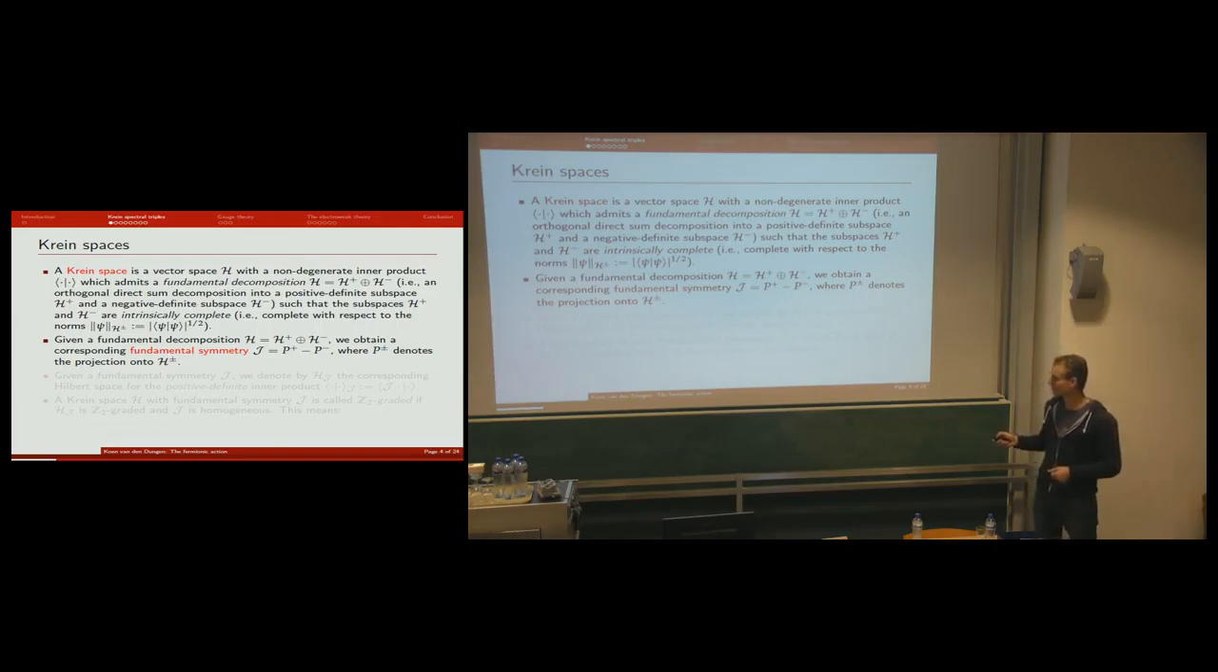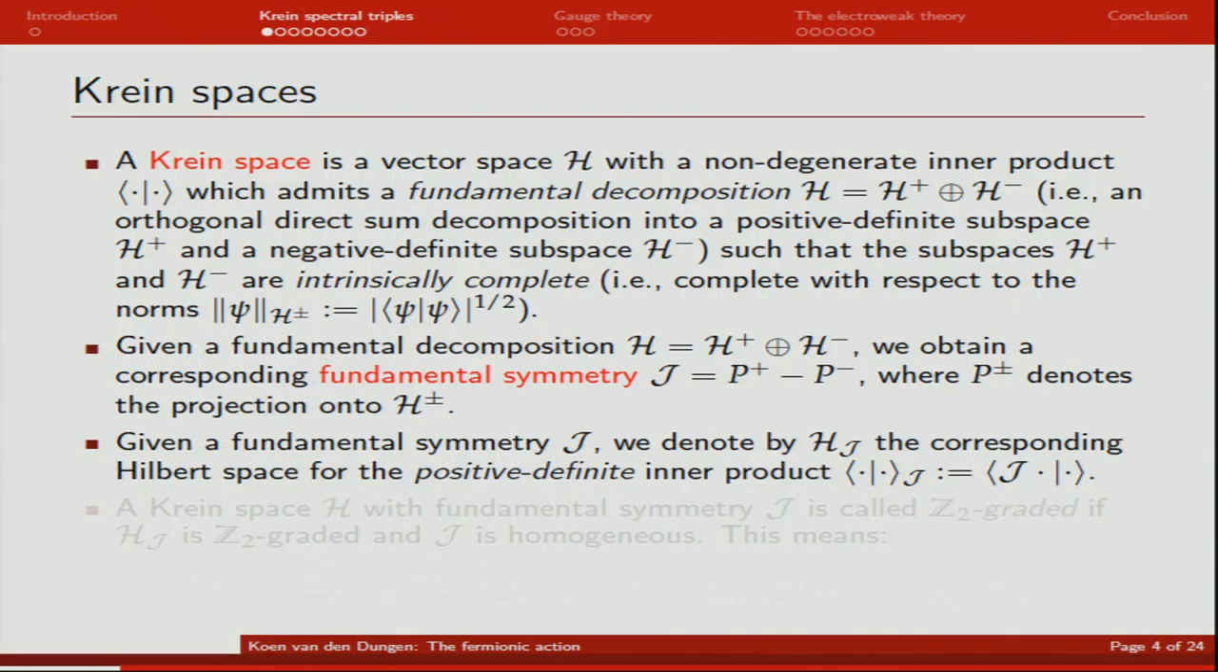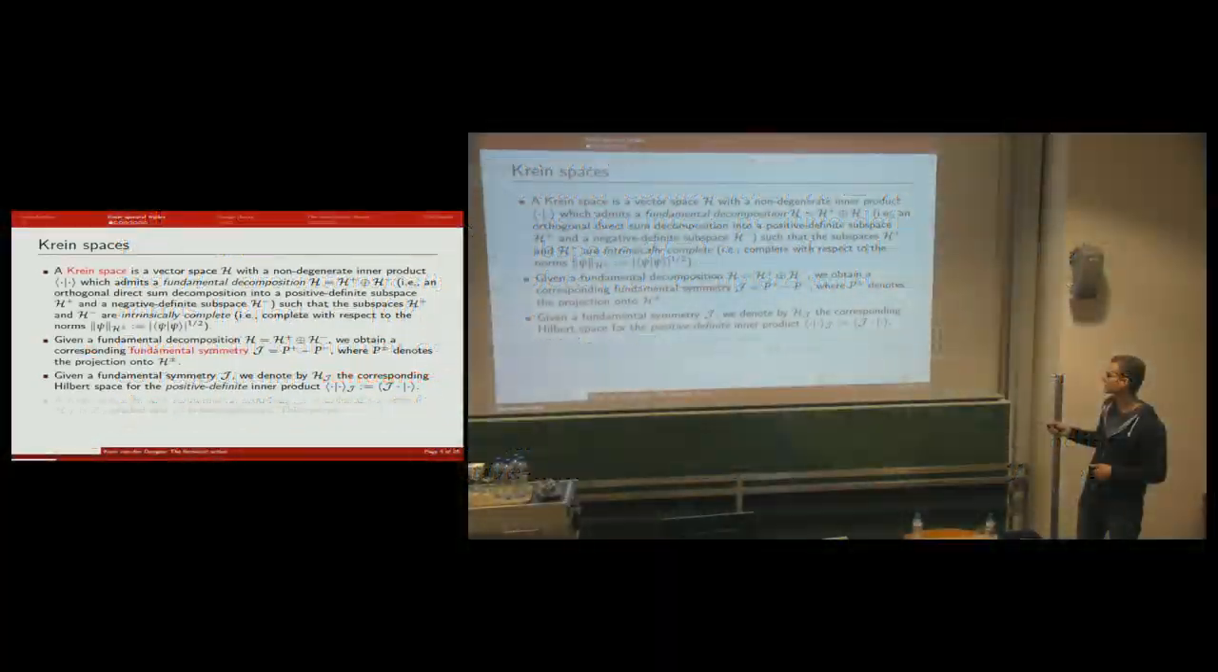And using this fundamental symmetry, we can then turn the Krein space into a Hilbert space. We do this simply by plugging the fundamental symmetry into the indefinite inner product. Then we get a positive definite inner product, which depends on the choice of fundamental symmetry, so which depends on the choice of this decomposition.